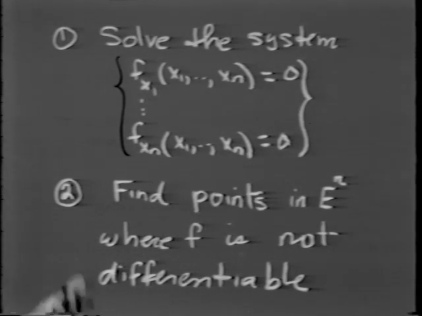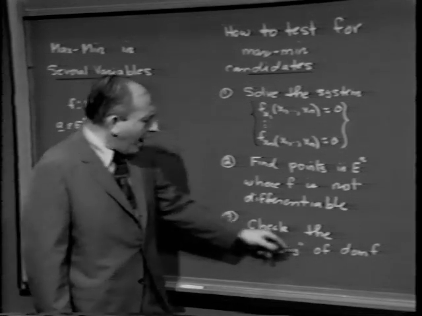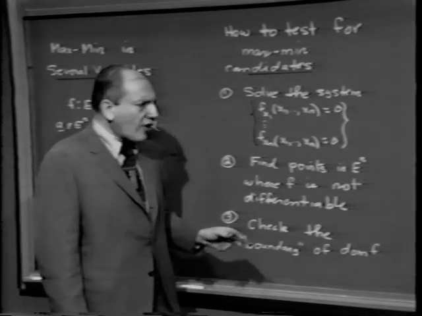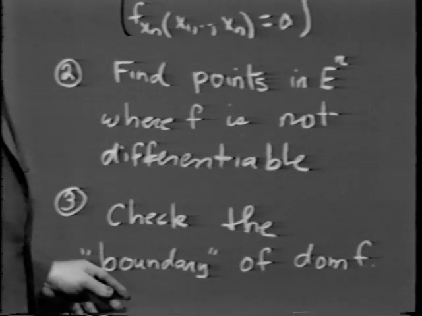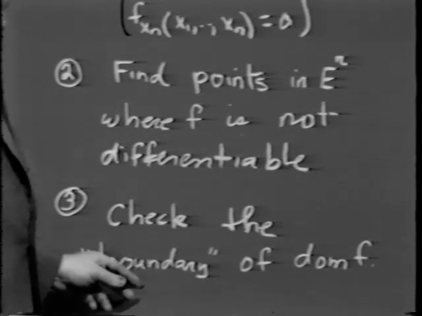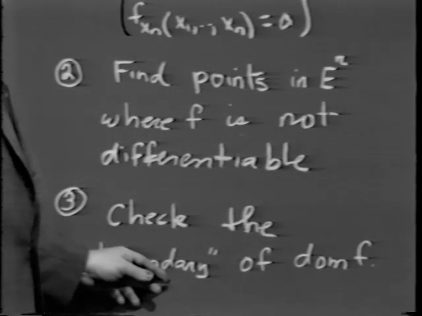Whatever the reason is, we look to see where f is not differentiable, and all points in the domain at which f is not differentiable also become candidates for max-min points. And thirdly, we check the boundary of the domain of f. In other words, if the domain of f happens to be a two-dimensional region, we check the boundary of the region. Again, the reason being the same as in the calculus of a single real variable.